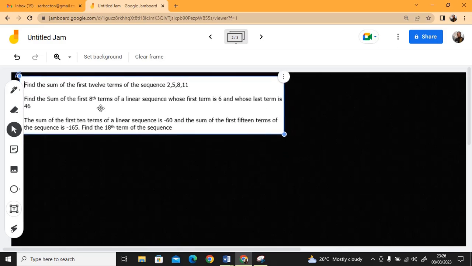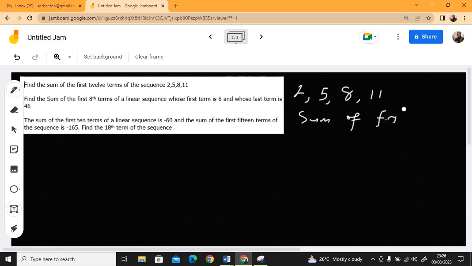The first one says, find the sum of the first 12 terms of this sequence. Here you have 2, 5, 8, and 11. This is the number you are given. 2, 5, 8, 11. Sum of what? Sum of the first 12 terms. You can see what I'm saying now.